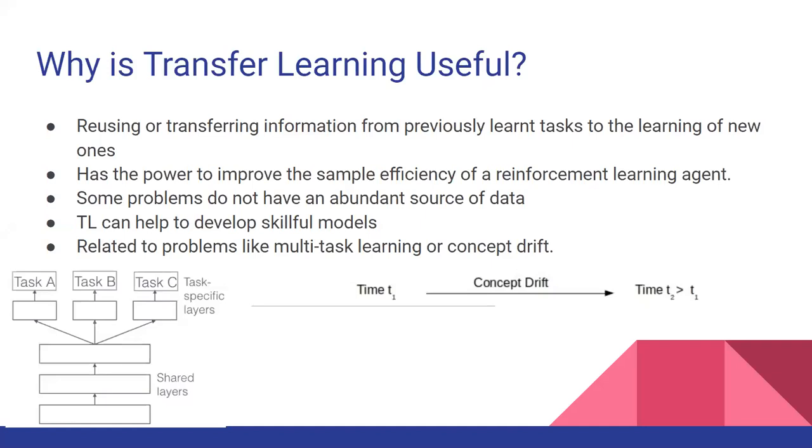Multitask learning is basically taking a couple of different tasks and combining them and passing them through shared layers to get outputs from all those different tasks. And concept drift is like taking an idea from one time period and applying the same knowledge gained from that idea to another problem from a different time period.